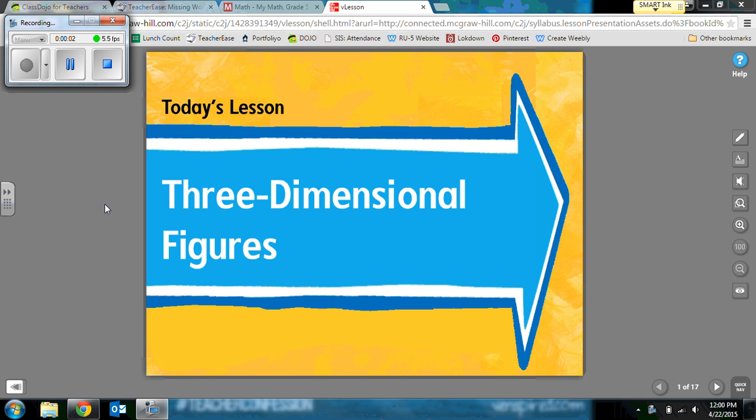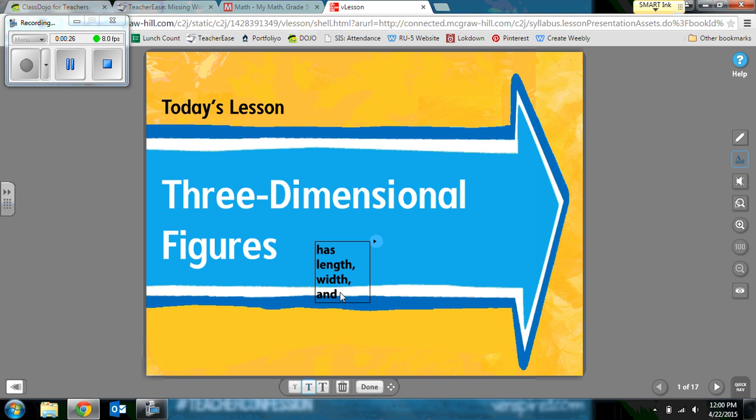All right, in today's lesson, we're looking at three-dimensional figures. We've been looking at two-dimensional figures the past couple of lessons, and today we're going to look at the difference between a 3D shape and a 2D shape. The first thing you probably need to know is that a three-dimensional figure has length, width, and height. Before, our others just had the length and the width, or just had the height. These have the length, width, and the height, all three together.